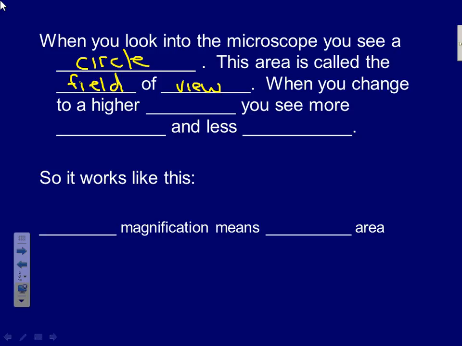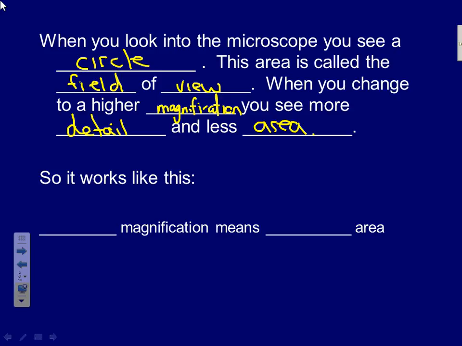When you change to a higher magnification or higher power, so I'm going to put here just magnification, you see more of this, but less of this. What do you see more of? Less, I'm going to put area, but you're right, space. It's like it's a flat area. So you see more detail and less area, less space.